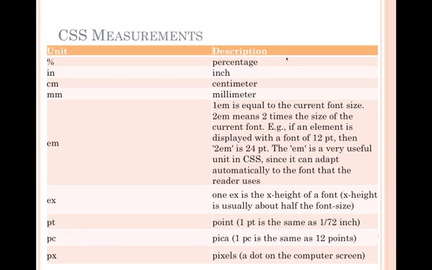One useful measurement is EM, which is equal to the current font size of 1 M. And so the EM measurement is relative to the font size that is currently being used. So if the font size is 12 points, then 2 EMs is 24 points. The reason they call it EM is it's the measure of the size of an M at whatever font size is being used.